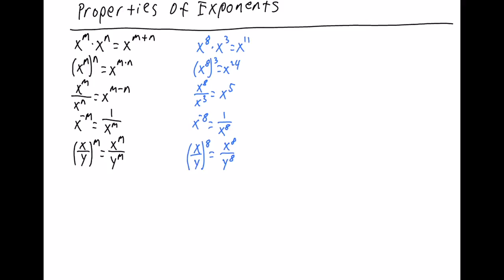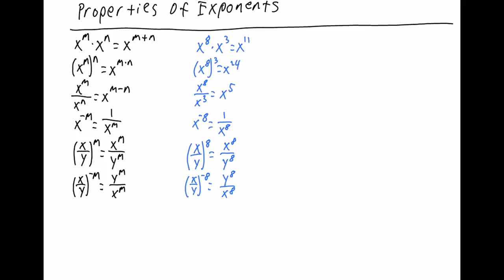So if you raise a fraction to an exponent, you're raising each number in the fraction to that exponent. So if you have x over y to the 8th, it's x to the 8th over y to the 8th.